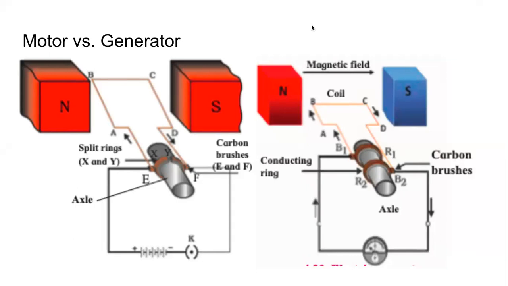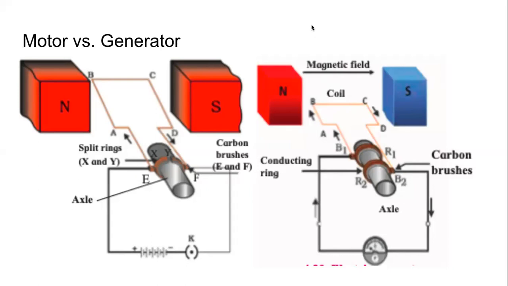So in terms of the diagram, the poles remain as they are, the armature remains as it is, the split rings remain as they are, the brushes and the axles remain as they are. The only difference in terms of the diagram, in terms of the usage, between a motor and a generator is that electric current is supplied to the motor. So we will show a battery or an alternating current source. Whereas when we are drawing a diagram for a generator, we will show a galvanometer.